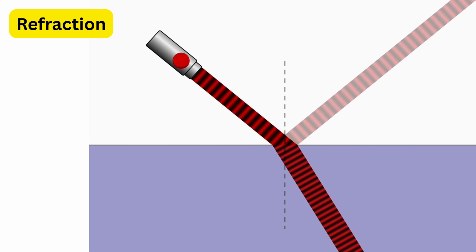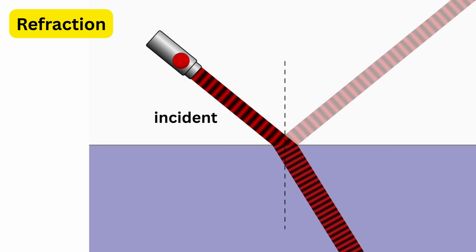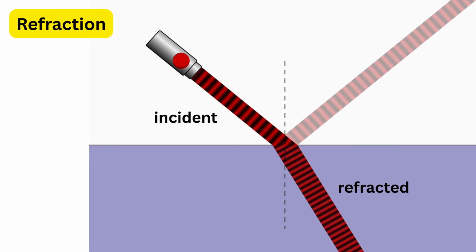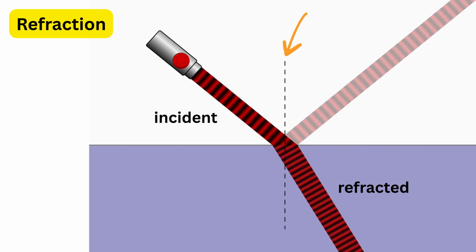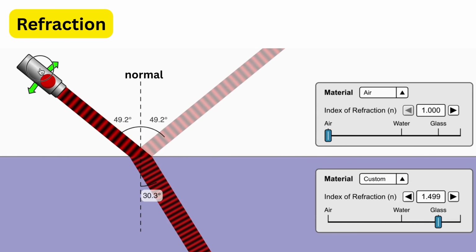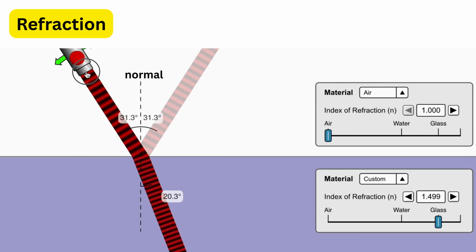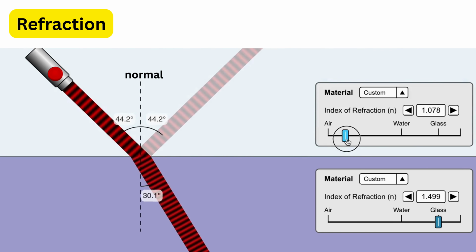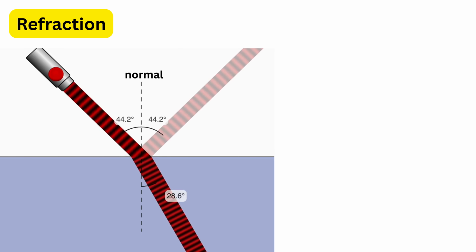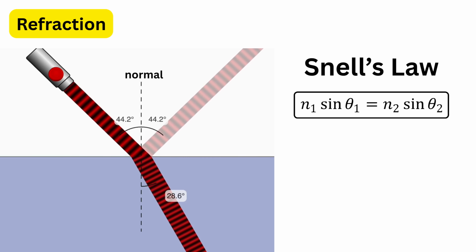The ray that falls on the surface is called the incident ray. The one that bends inside the new medium is the refracted ray. And the line drawn at a right angle to the surface is the normal. The amount by which light bends depends on the angle of incidence and the refractive index of the medium, and this relationship is described by Snell's law.